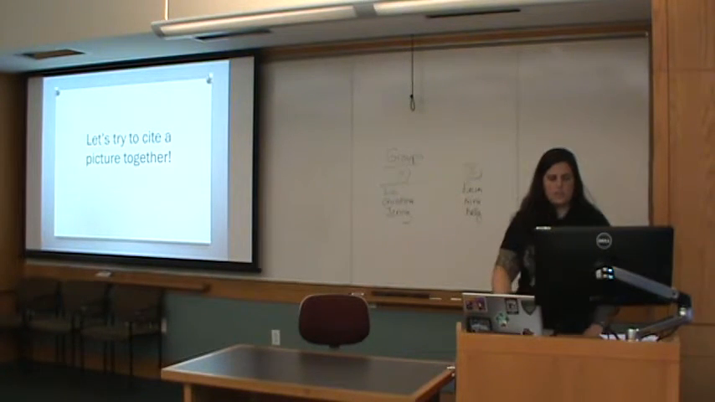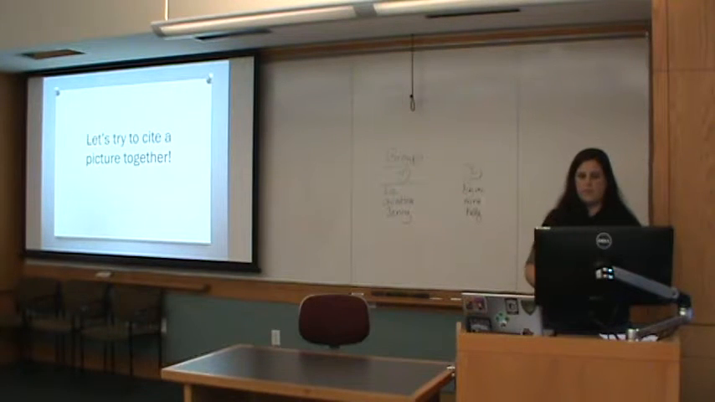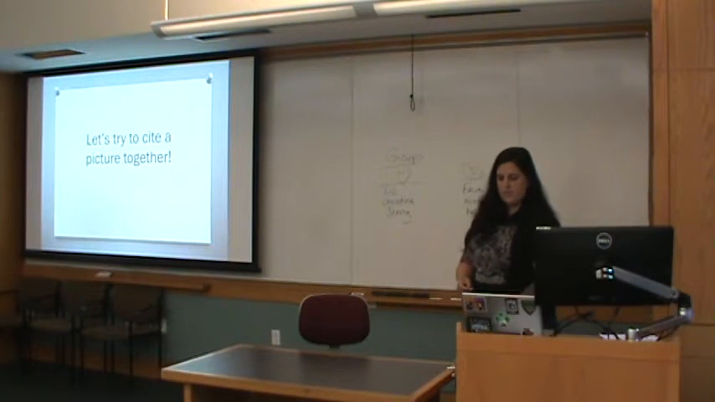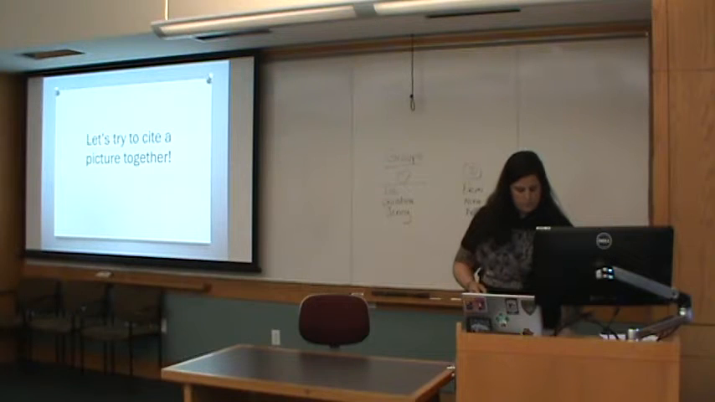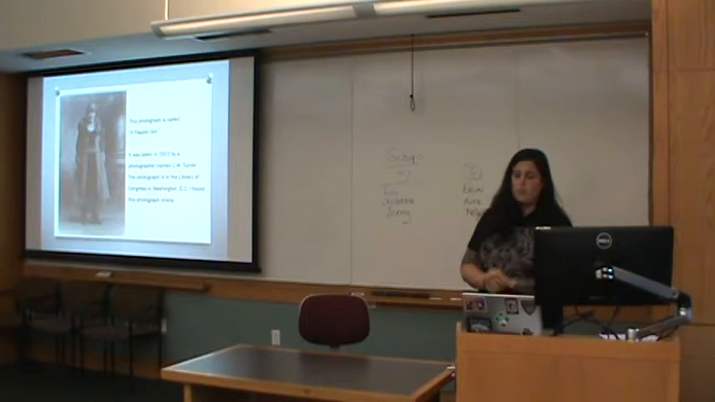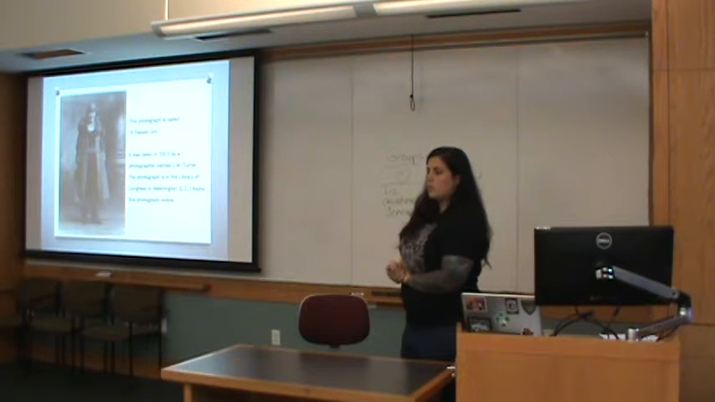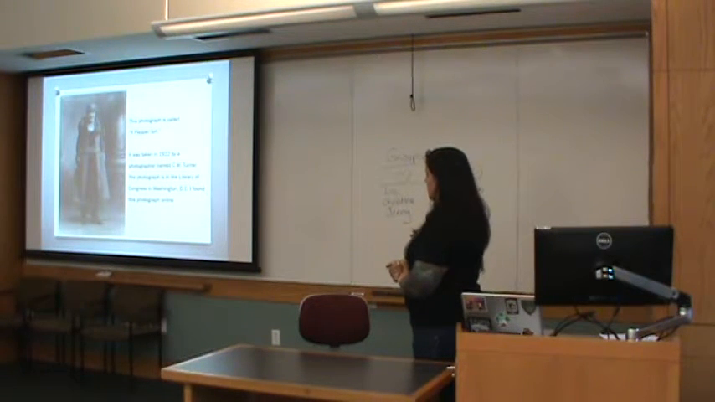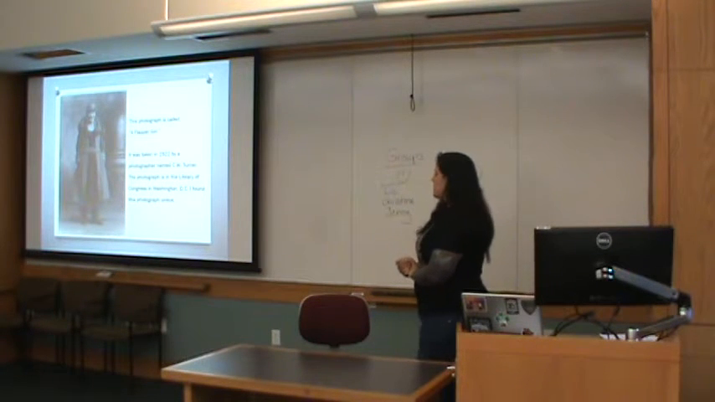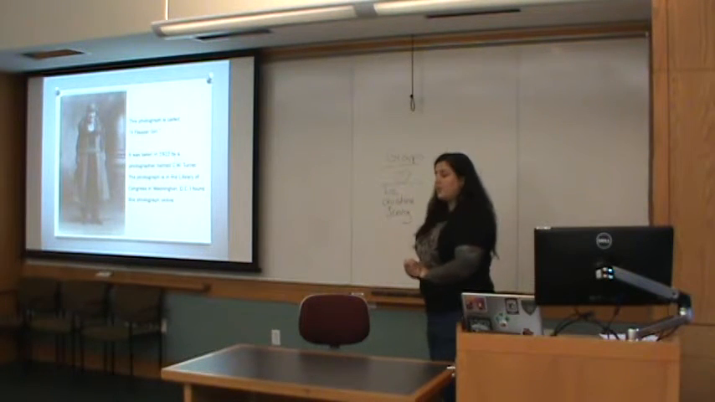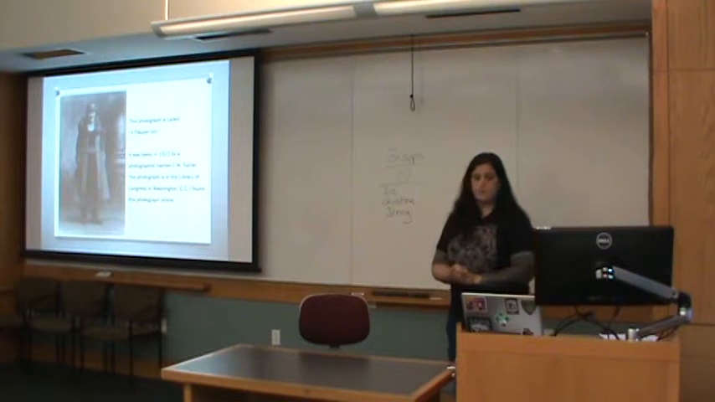All right, so now that you've looked at those, hopefully in your packets, let's try to cite a picture together. Here's all the information that you would need in order to properly cite. The photograph is called A Flapper Girl. It was taken in 1922 by a photographer named C.W. Turner. The photograph is in the Library of Congress in Washington, D.C., and I found this photograph online.